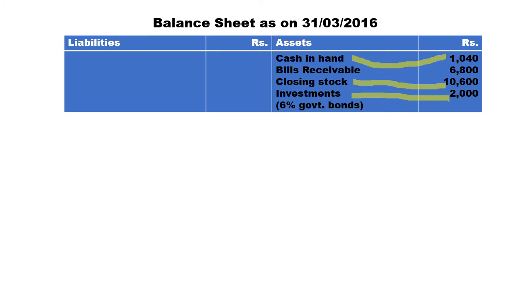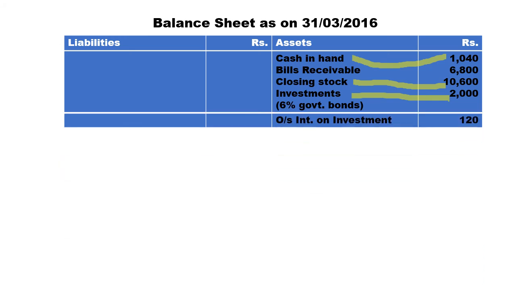Investments made in government bonds at the rate of 6%, and outstanding interest on investment 120 rupees, because they have not mentioned whether the interest is received or not. Since the percentage is mentioned in the bracket, we have to consider it as interest earned on investment, but there is no transaction related to interest received or not. So that's why we are considering it as outstanding interest on investment.